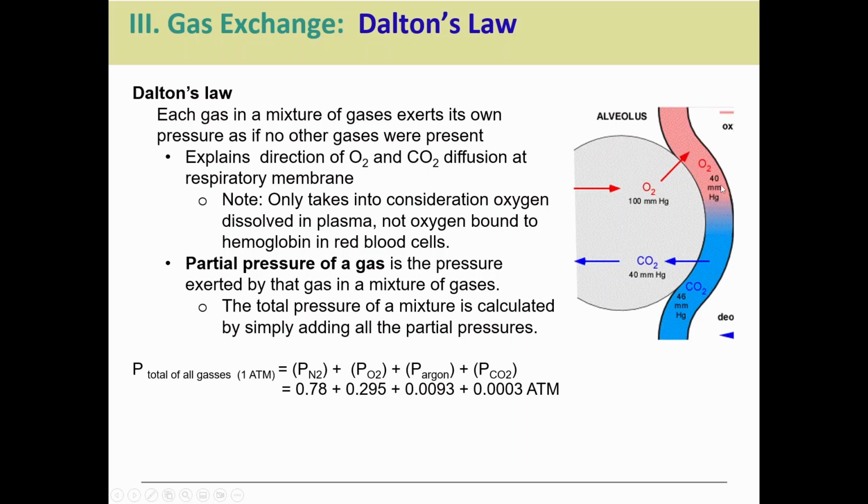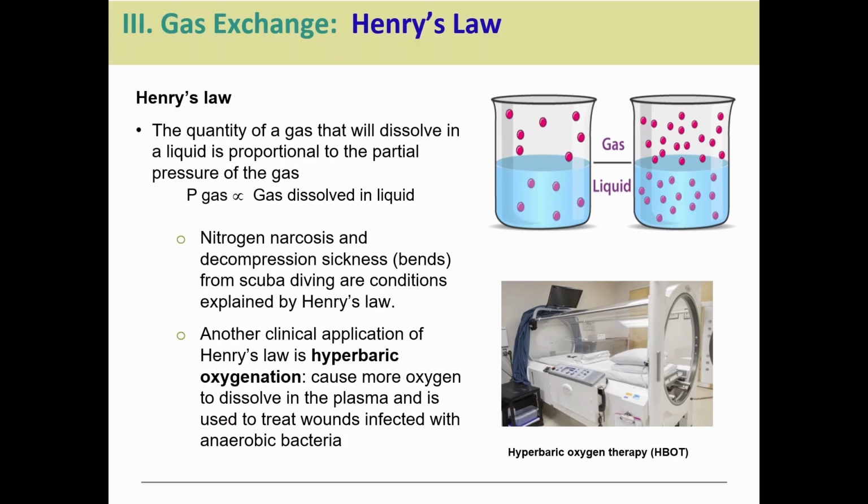Now, just like a lot of other things we've talked about with diffusion, we're going from high to low. And so oxygen is going to go from the high pressure number to the low pressure side. That means we're moving from the side with 100 over into the side with 40, which means oxygen is moving from the air into the blood. On the other side, we have 46 for the carbon dioxide's partial pressure in the blood. It's 40 in the air, and so we're going from 46 to 40, moving out of the blood. So then Henry's law comes in.